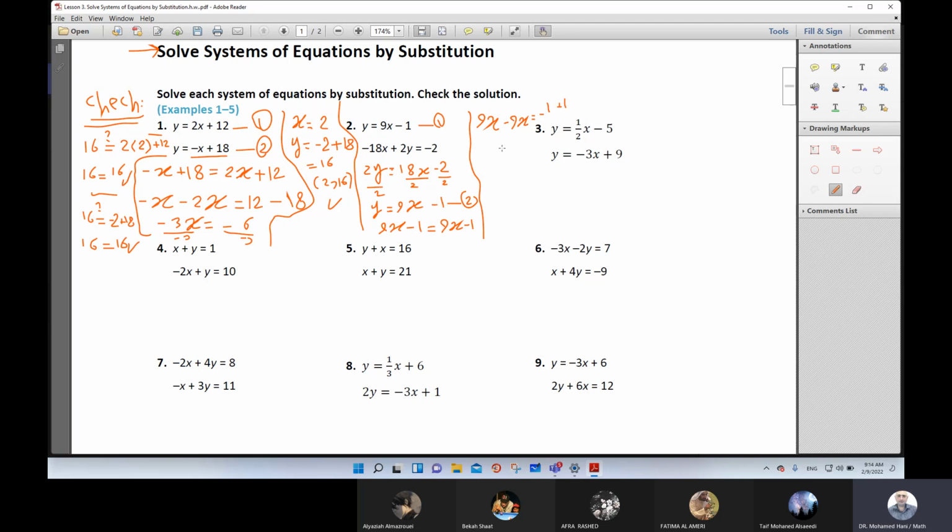Now 9 minus 9 is 0, so we have 0x equal, and minus 1 plus 1 will be 0. Now, which number times 0 equals 0? All numbers. This means we have infinitely many solutions.